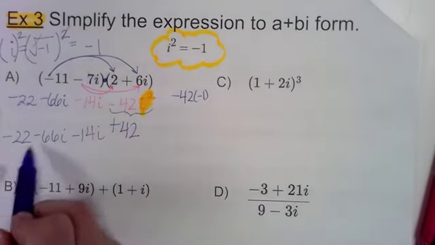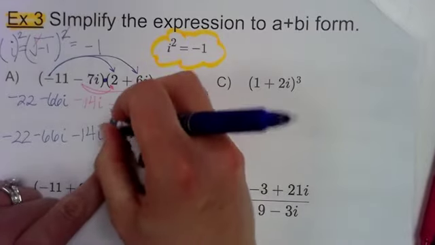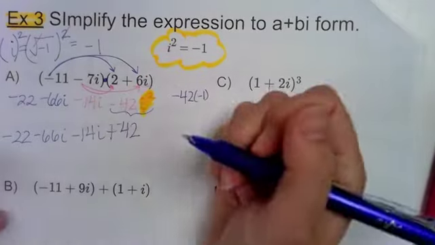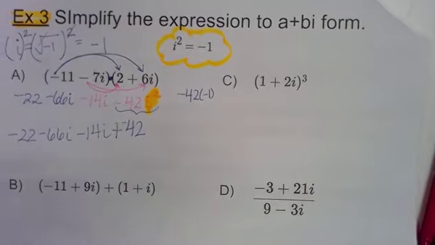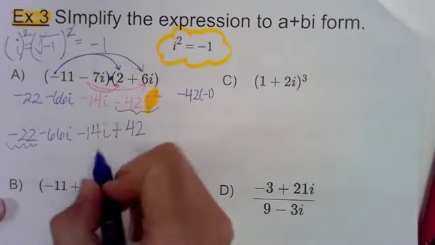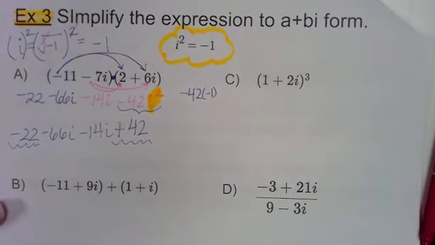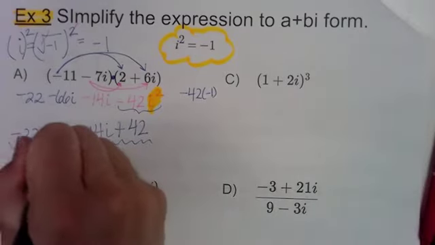All right, so I have 22 minus 66i minus 14i plus 42. It's kind of a wonky plus sign. Now all I have to do is combine some like terms. Negative 22 and a positive 42 is what? Who wins? The positives, by how many? 20. Here we go. 20.